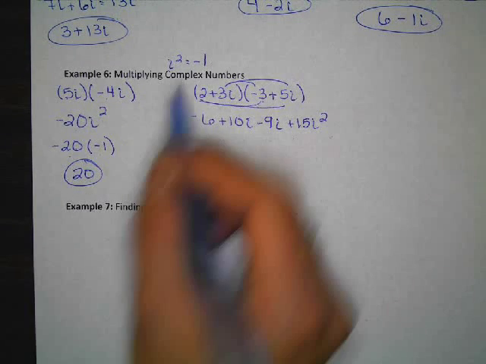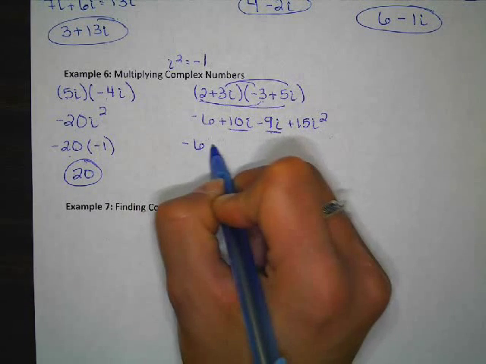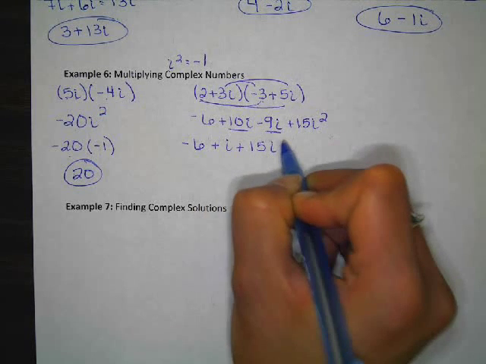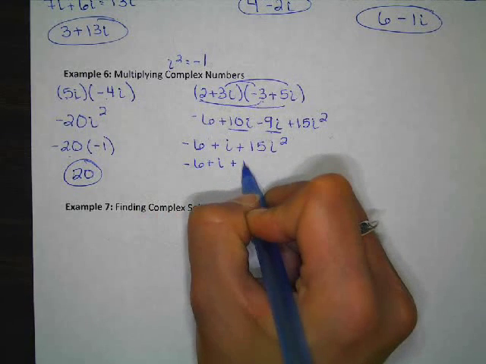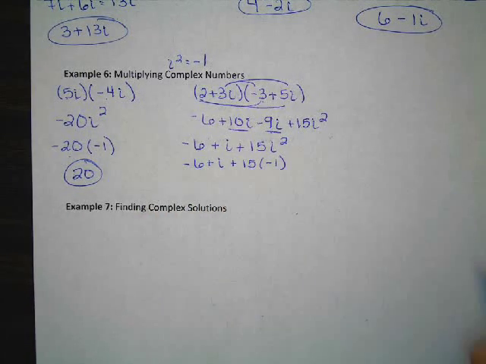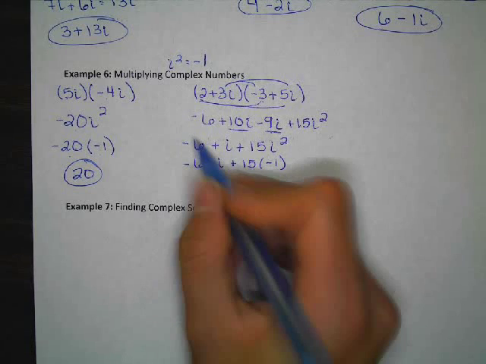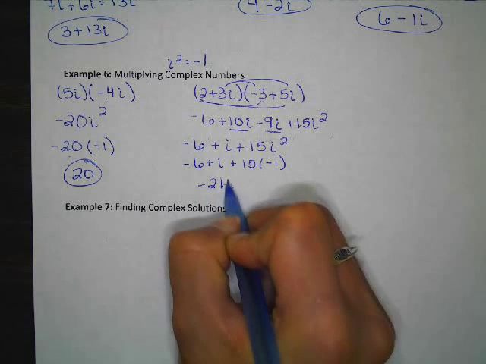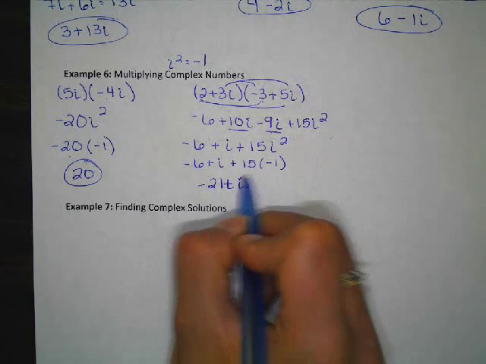Again, combine your like terms. So you have this negative 6 out here. 10i and negative 9i make a positive 1i, plus 15i squared. Again, i squared is equal to negative 1. So we really have 15 times negative 1, which is negative 15. Combined with that negative 6 gives us negative 21 plus i. Negative 21 plus i.